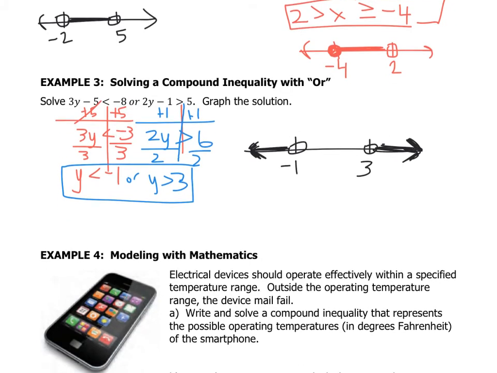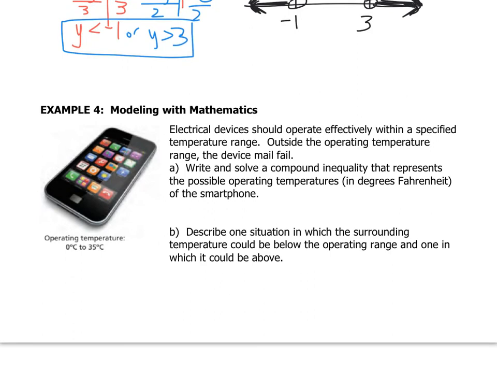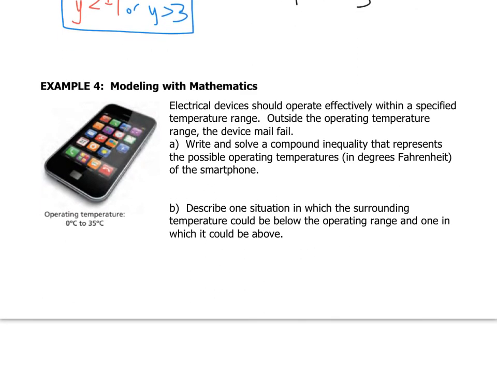Alright, let's check out a word problem. Electrical devices should operate effectively within a specified temperature range. So they give us, over here on the side, this temperature range, 0 to 35. Outside that operating temperature range, the device may fail. So it might be too cold for the device to work, or it might be too hot for it to work. And be careful, these are in Celsius, so it's not 35 degrees Fahrenheit, which is still very cold for us. Write and solve a compound inequality that represents the possible operating temperatures in degrees Fahrenheit of the smartphone.